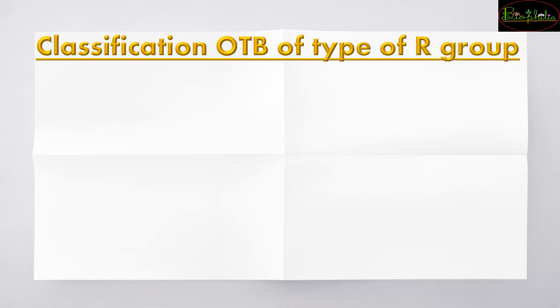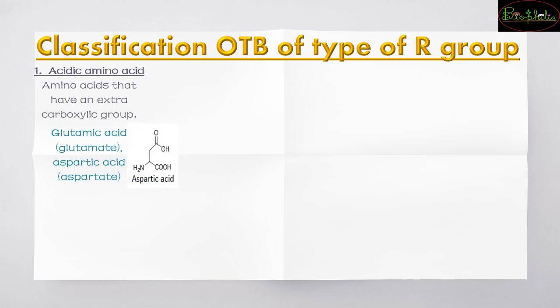The next we have to see is the classification based on the R group. First we saw their essentiality, whether we need to eat them in the diet or not. So that was one type of classification. Other classification is based on the R group, the changes in the functional groups. For example, if we remove a hydrogen and put an acidic group, that means we will have an amino acid with one extra carboxylic group, so that will turn into an acidic amino acid, for example glutamic acid and aspartic acid.